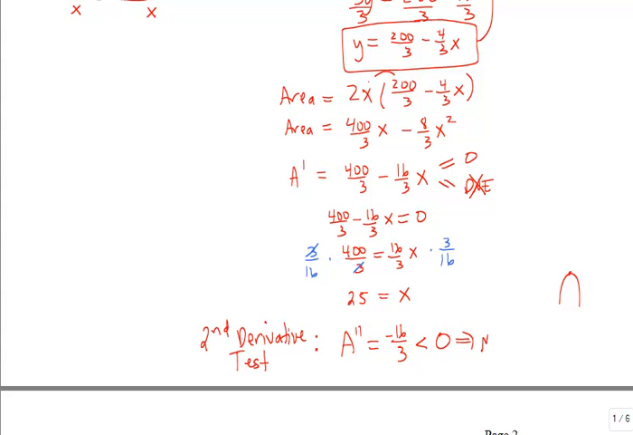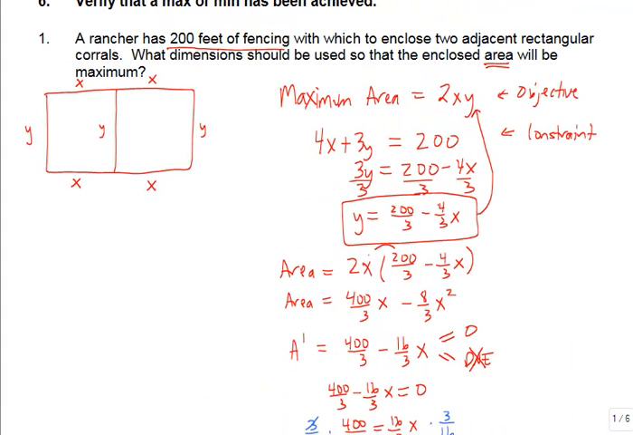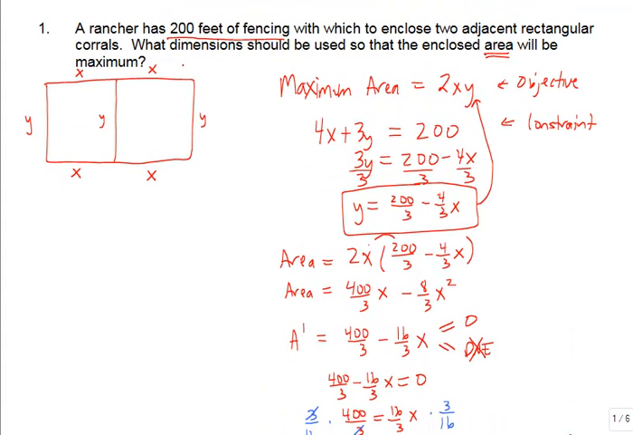So this shows that we have a max at x equals 25. Because if we're concave down and we have a critical point at 25, then the only thing it could be is a maximum. So this is our proof that we do have a max. Now last but not least, we want to make sure we're answering the final question. This question says, what are the dimensions? So we want to know not only x, but we also want to know y.